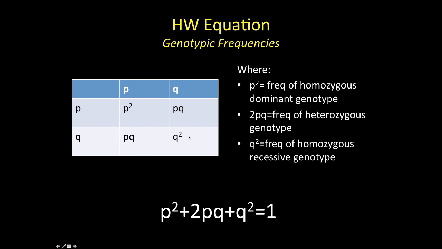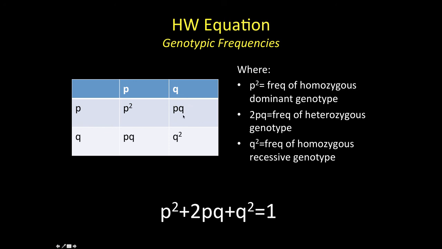Now, the male might donate a dominant allele, whereas the female donates the recessive allele, and that happens at a frequency of p times q. And the opposite can happen too. The recessive allele can come from the male, and the dominant allele can come from the female, and that also happens at a frequency of p times q.